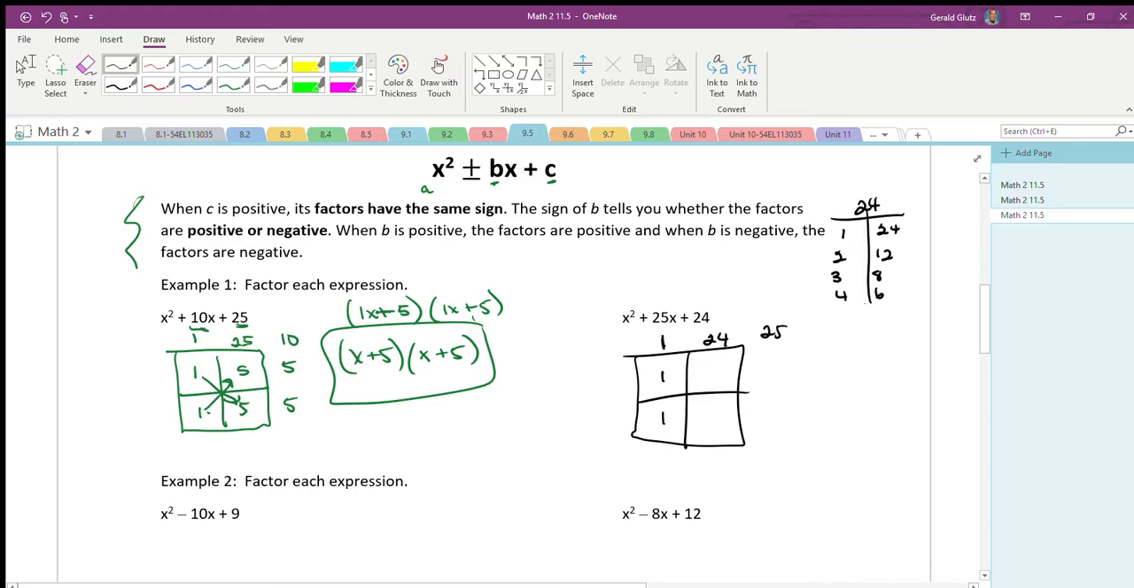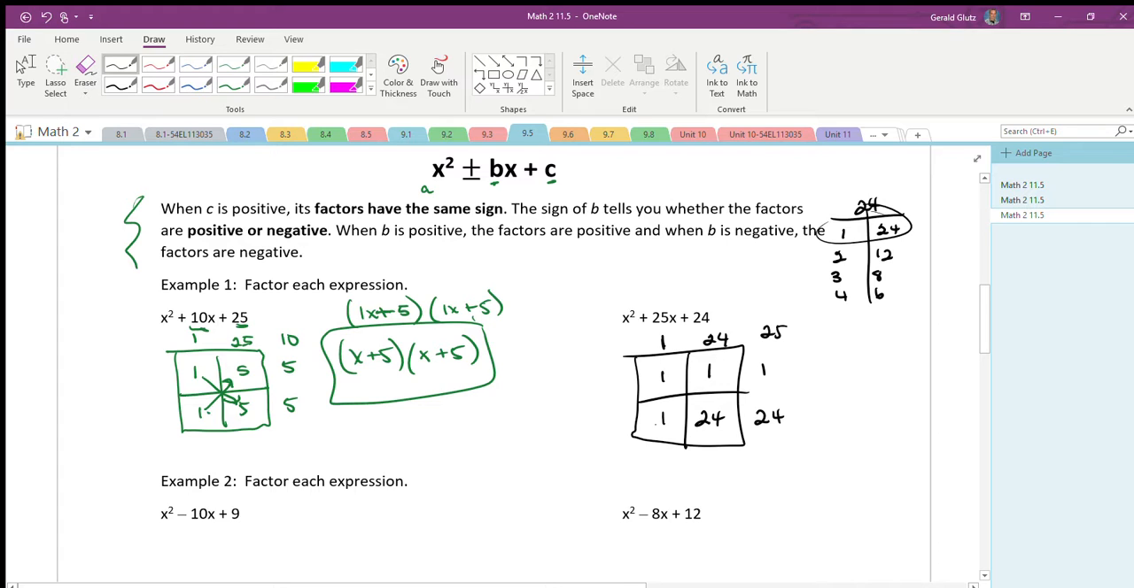So out of these choices, 4 plus 6 is not 25, 3 plus 8 is not 25, 2 plus 12 is not 25. But 1 plus 24 is, so 1 and 24 would be our two numbers that we put in there. So I multiply across. 1 times 1 is 1, 1 times 24 is 24. If I added these together, they do equal 25. So that means my answer is inside of the box.